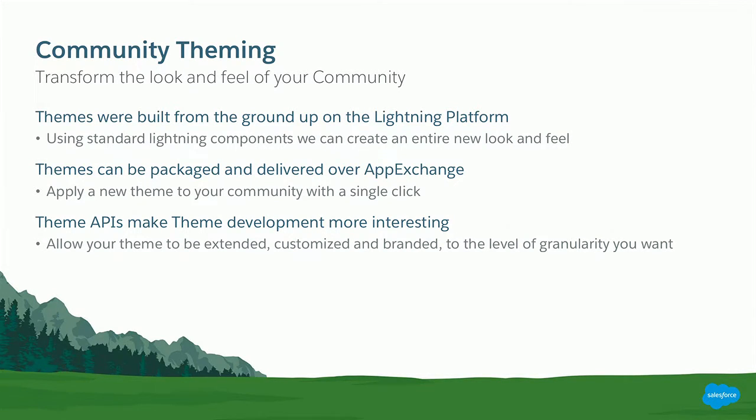The one thing that I really like is that themes can be packaged and delivered over AppExchange. So in the same way that you can package a Bolt solution or an individual component and get it on AppExchange, you can do the same with themes. So imagine you're on the AppExchange, you're like, wow, I really like this indigo theme, it looks really cool. I want my community to look like that. Boom, you can just download it and install it with one click.